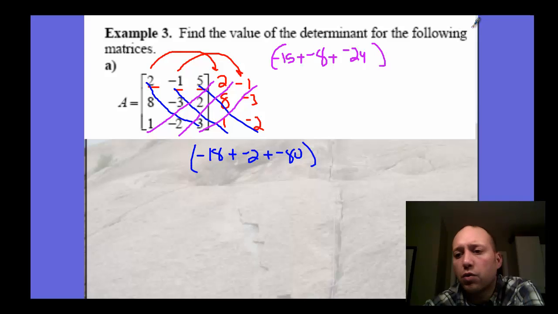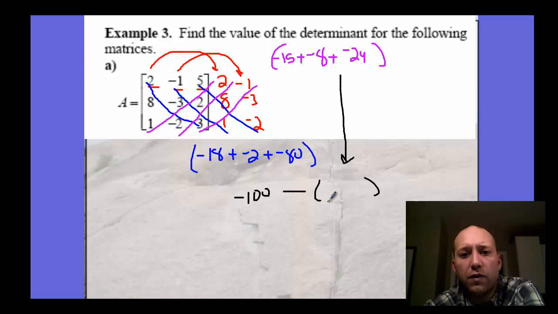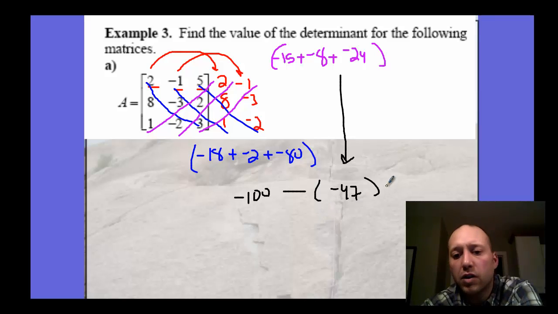Then you have to add up each of those diagonals. The downward diagonals here give us -100. Then we subtract the upward diagonals here, which is -47. So we actually subtract the -47, so it's really -100 plus 47, and we get -53 as the determinant for A. So that's how you find it for a 3 by 3.